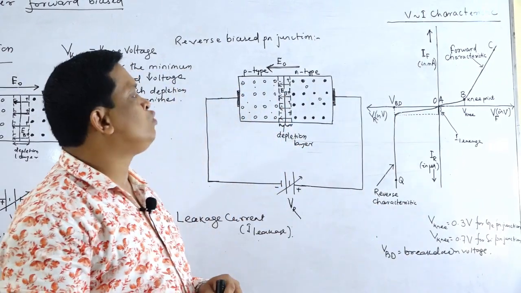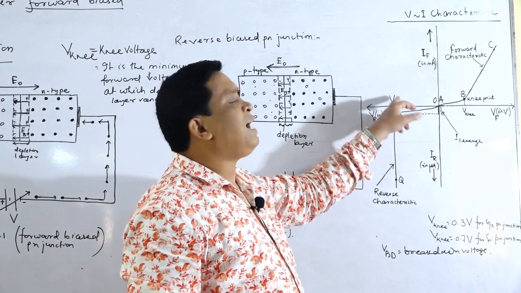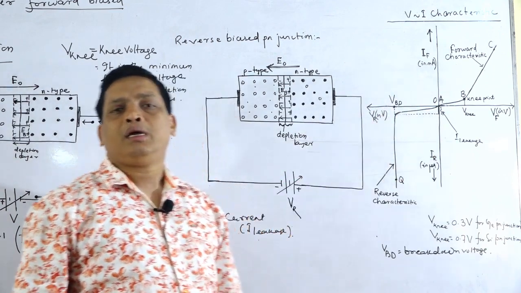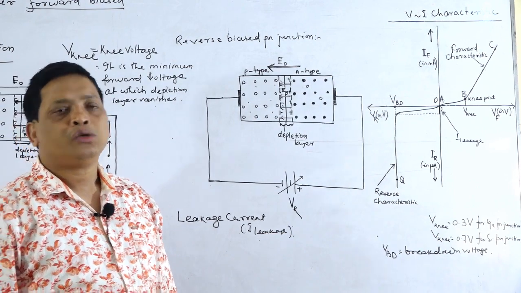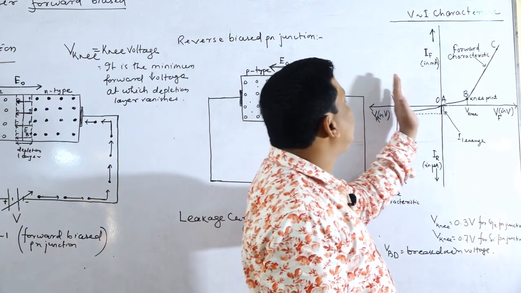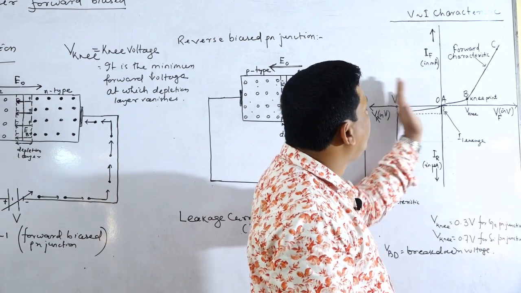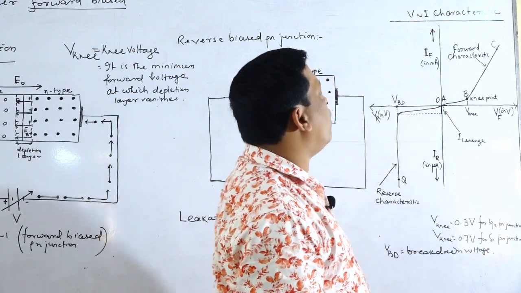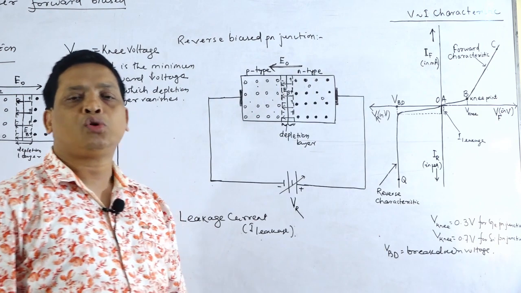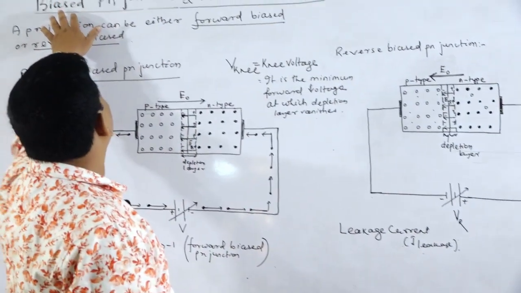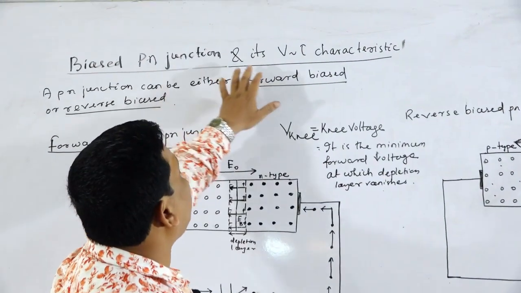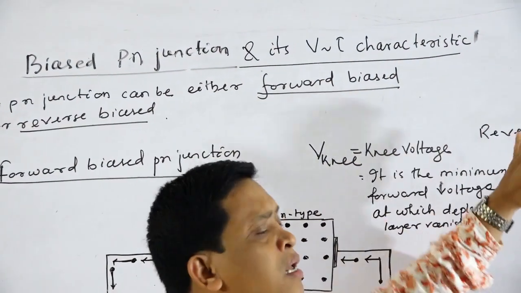But we usually do not apply this voltage because that may damage the p-n junction permanently. So we try to keep the reverse voltage below the breakdown voltage. So we have discussed the biased p-n junction and its VI characteristic.